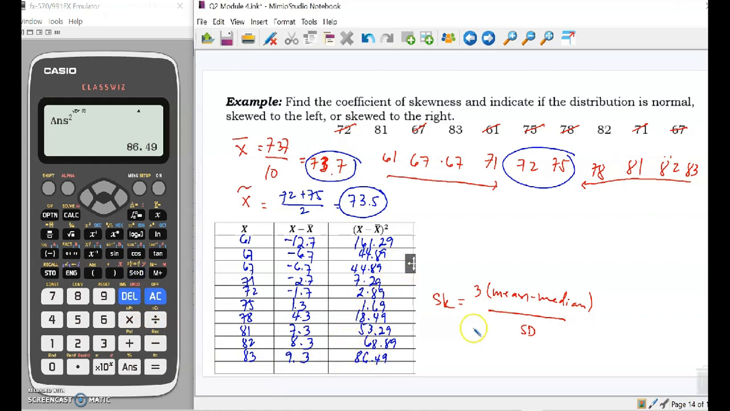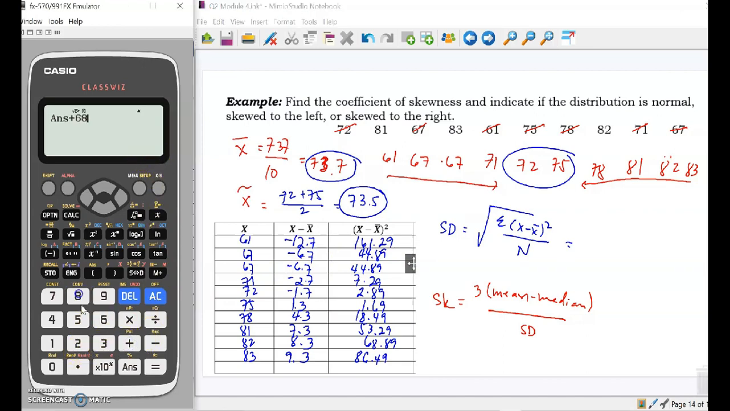Then I need to add everything, because to get the standard deviation, it's the square root of the summation of the square of the score minus the mean, over n. Okay, so I already have 86.49, so I'll add 68.89 plus 53.29 plus 18.49 plus 1.69 plus 2.89. Then we add 7.29, then 44.89 plus another 44.89, and last 161.29. Okay, and the answer is 490.